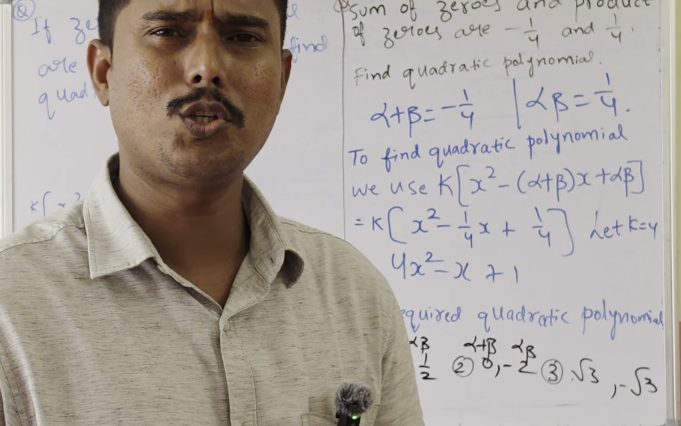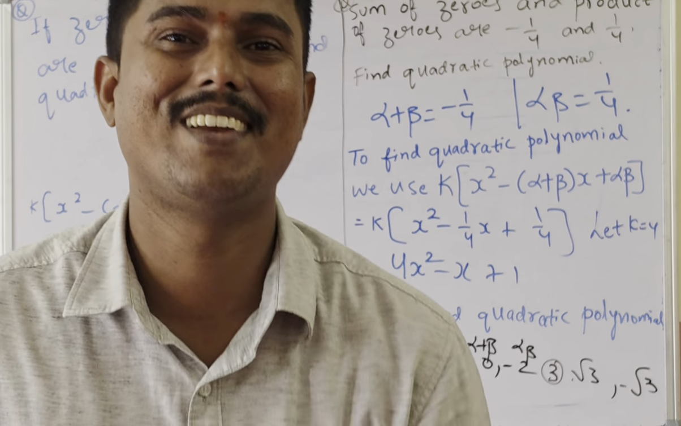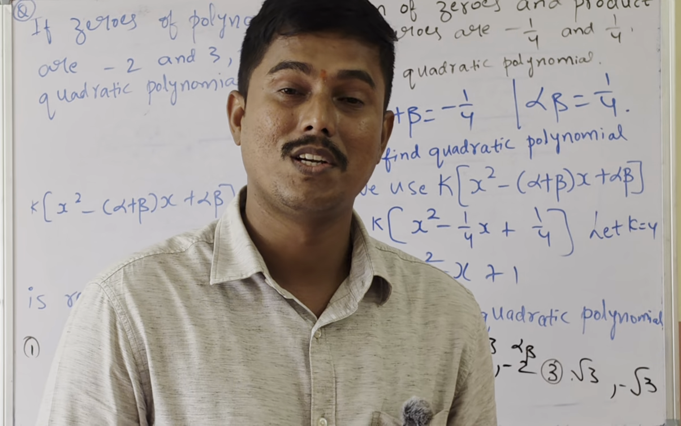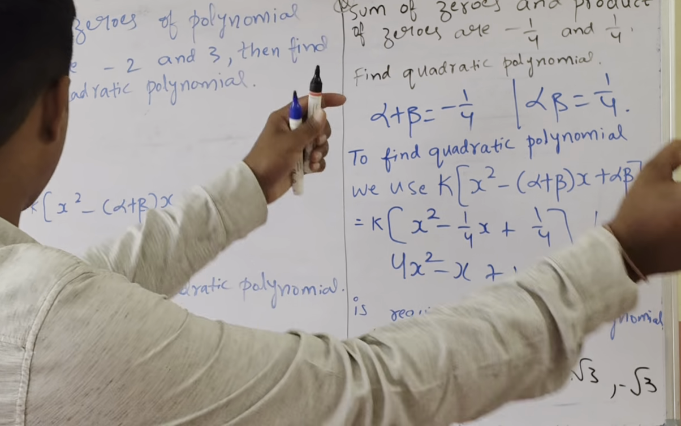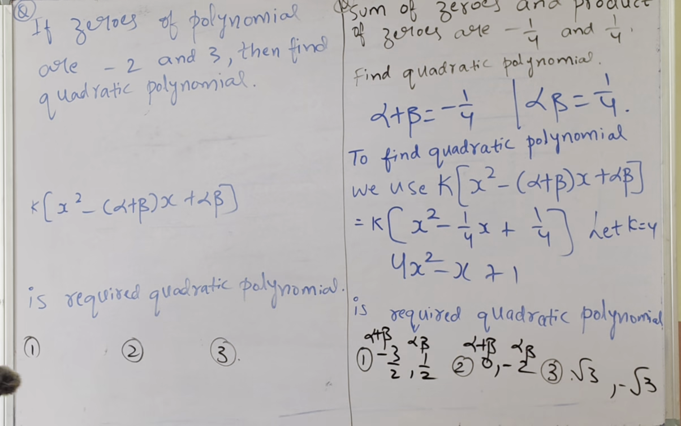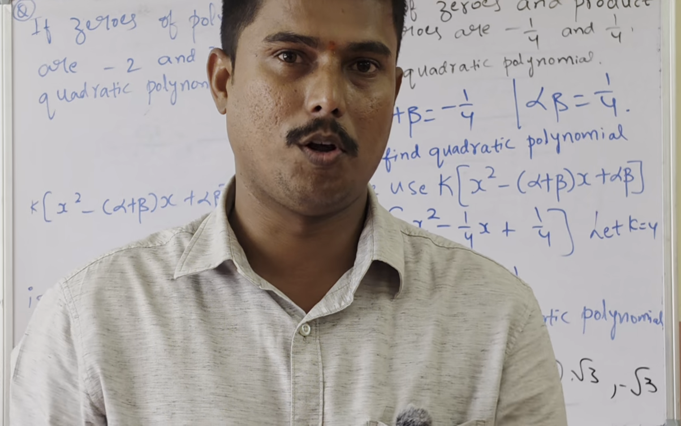Now, you told us when the sum of zeros and product of zeros are given. What about when zeros are given? Last class we found zeros. Remember the last class zeros? They were 4 and minus 2. In the same way I gave you some zeros here. The zeros are minus 2 and 3. How to find the quadratic polynomial?